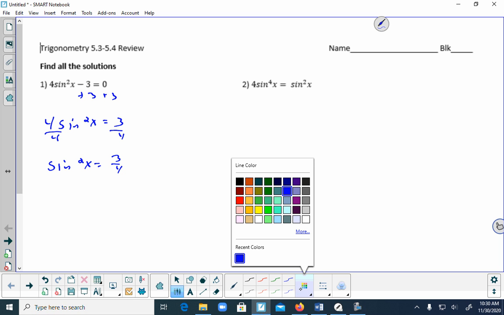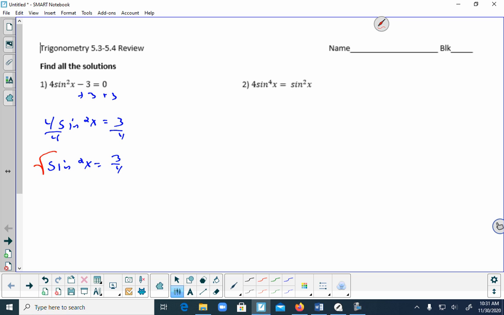Taking the square root, remember, I square root this trig function, square root the numerator and the denominator. So I'm going to have the sine of x. Since I took the square root, it's going to be plus or minus. The square root of 3 I cannot simplify, but the square root of 4 is 2. So I have the sine of x is equal to plus or minus the square root of 3 over 2.